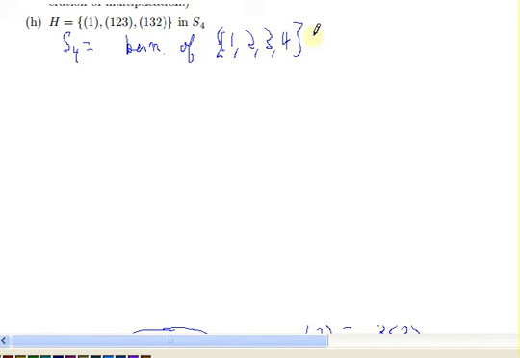And if you think about it, how many elements does this have? Well, it has 4 factorial elements because 1 can go to anything, so that's 4 possibilities. Then once the image of 1 is fixed, 2 has 3 remaining possibilities. Once 1 and 2 are fixed, 3 has 2 remaining possibilities, etc. So that has 4 factorial elements, equal to 24. And here the order of H, of course, is equal to 3.